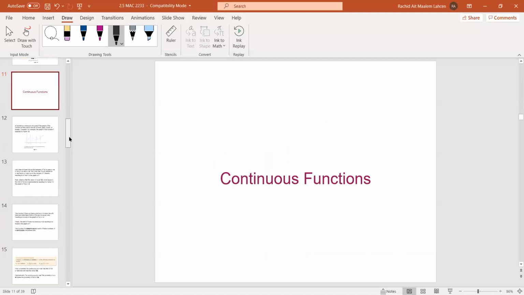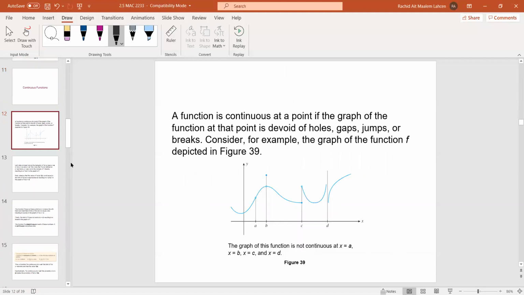All right, the continuity. Three cases where the function is not continuous. If there is a hole in the graph, if there is a jump in the graph, and if there is an asymptote, a vertical asymptote, for example. Some call it infinity.